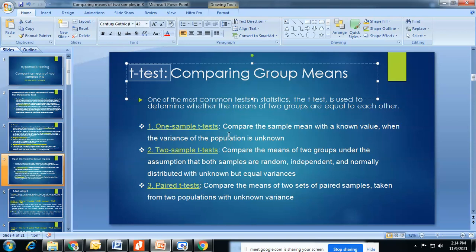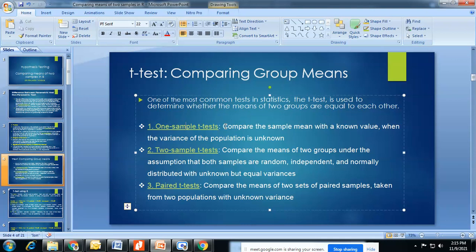Now one sample t test, what is one sample t test? It compares the sample mean with the known value. So there is only one sample involved in the study. Like suppose there is one variable, say for example x, and for that x variable you conduct one sample t test.